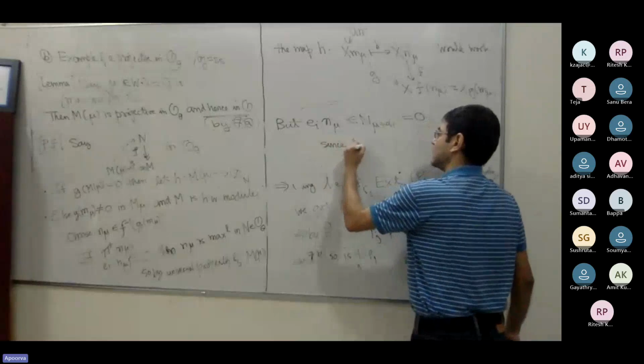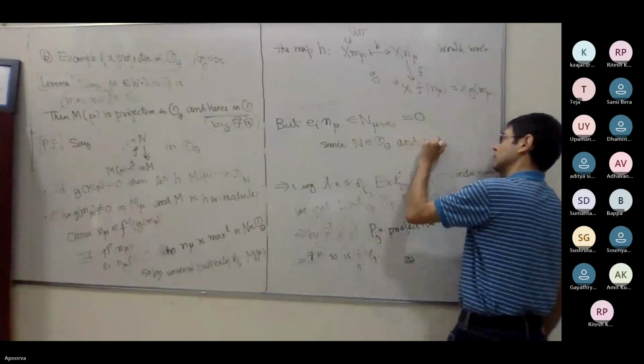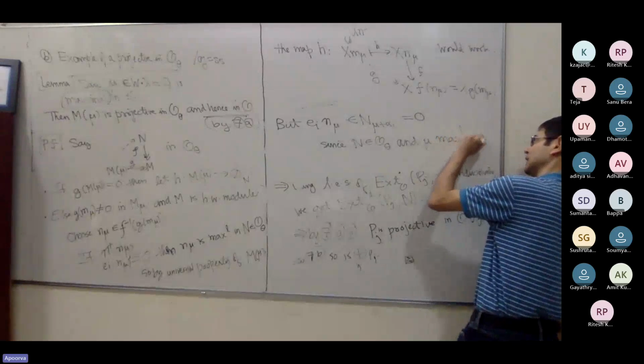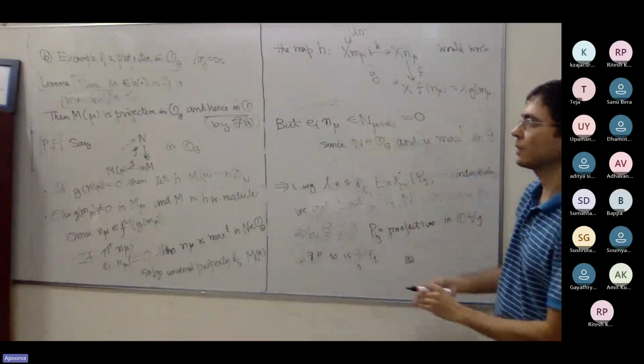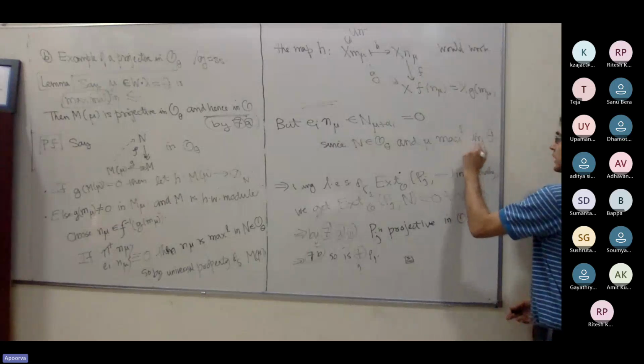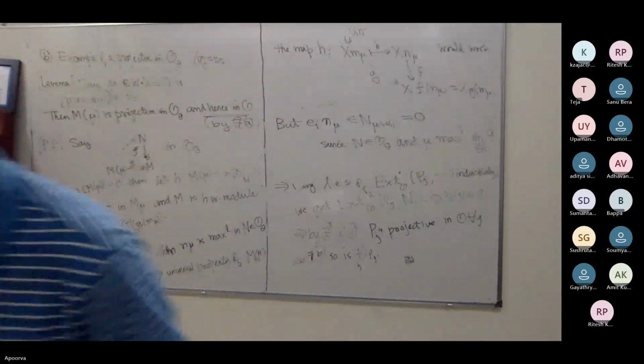Since n is in O theta and mu is maximum in theta, that is why. That's it. That's why here. So the Verma module is present. Okay, now let's get to the other one.